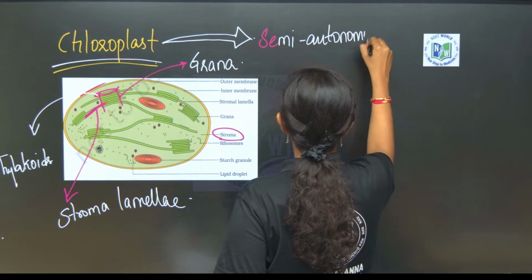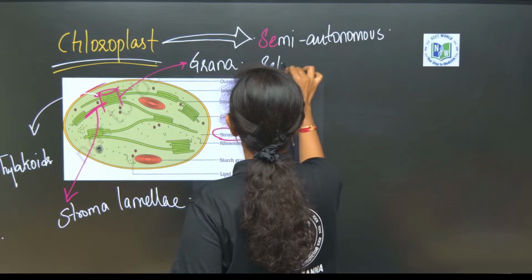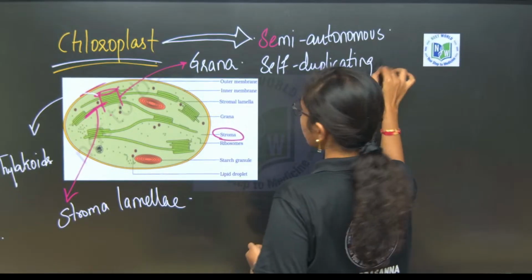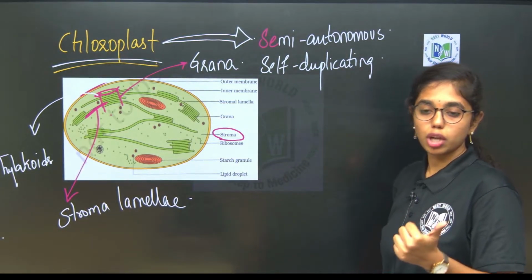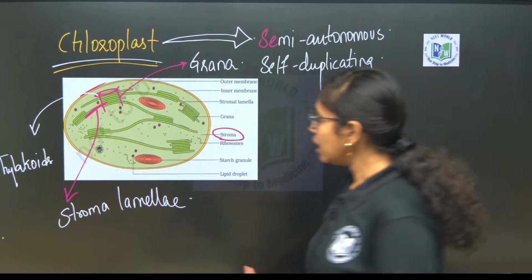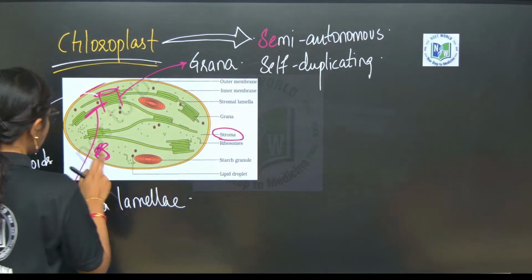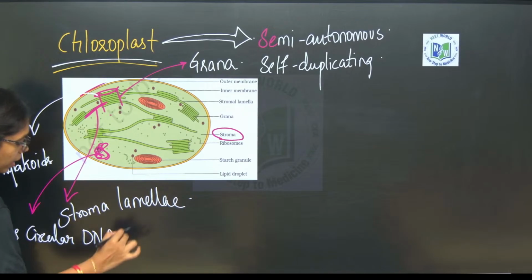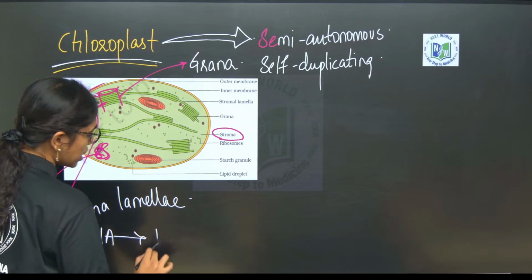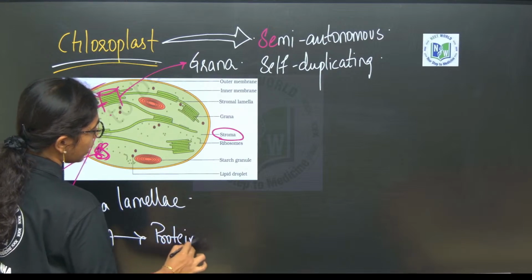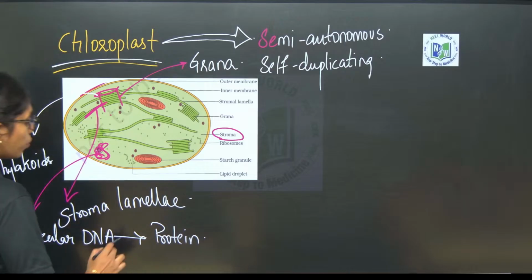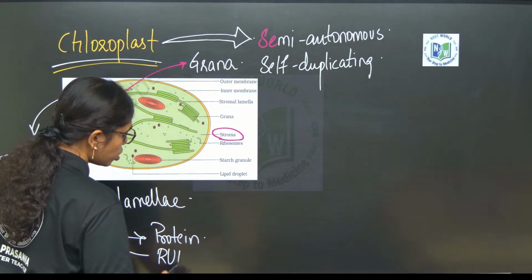semi-autonomous organelles, or self-duplicating organelles. Fine? Okay, chloroplast is called a semi-autonomous or self-duplicating organelle because it has double-stranded circular DNA. What is the ultimate goal of DNA? The ultimate goal of DNA is to synthesize protein. As such, the double-stranded circular DNA present in the chloroplast will synthesize the world's most abundant protein, that is rubisco.